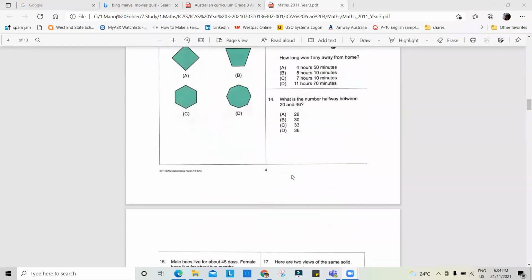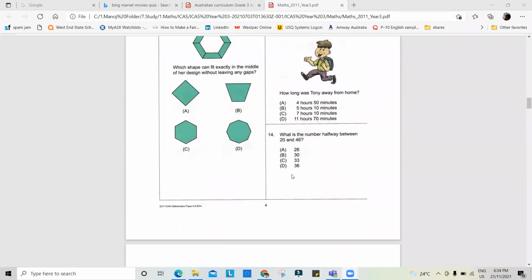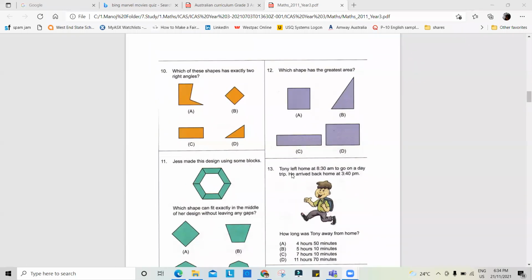First question is number 12. Okay. Which shape has the greatest area?